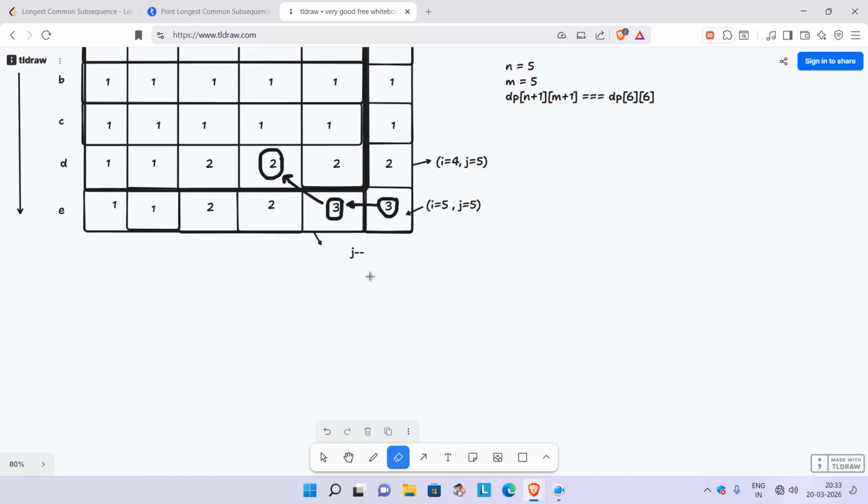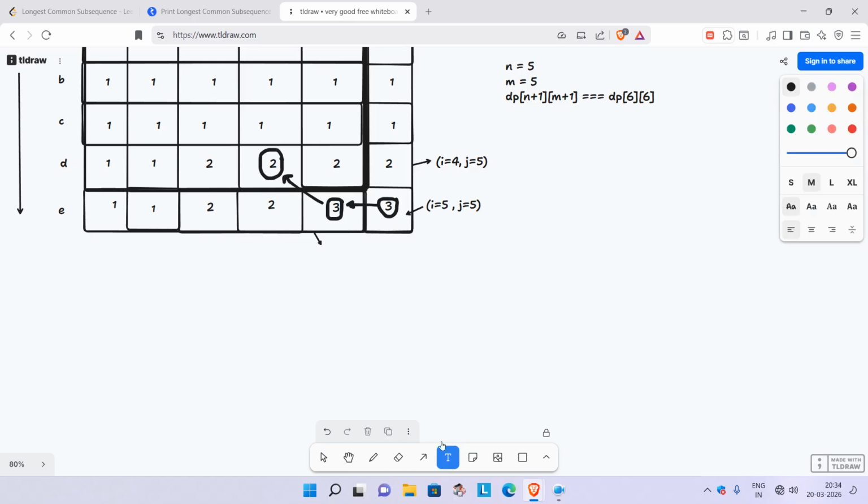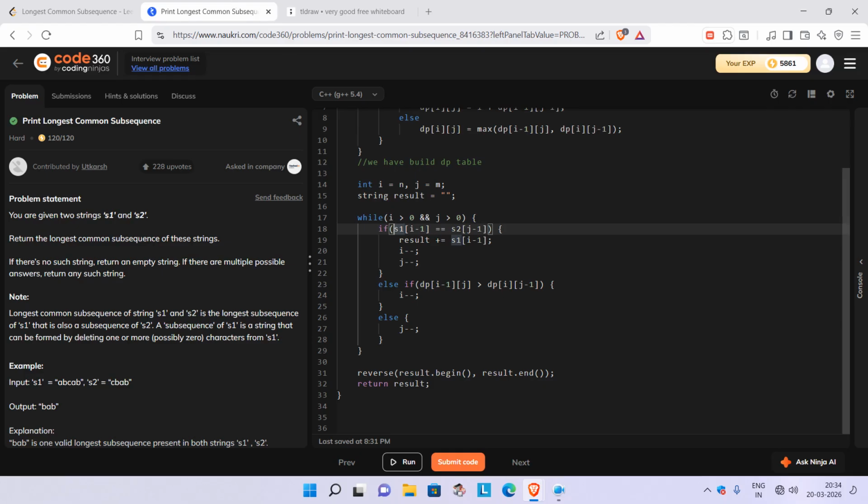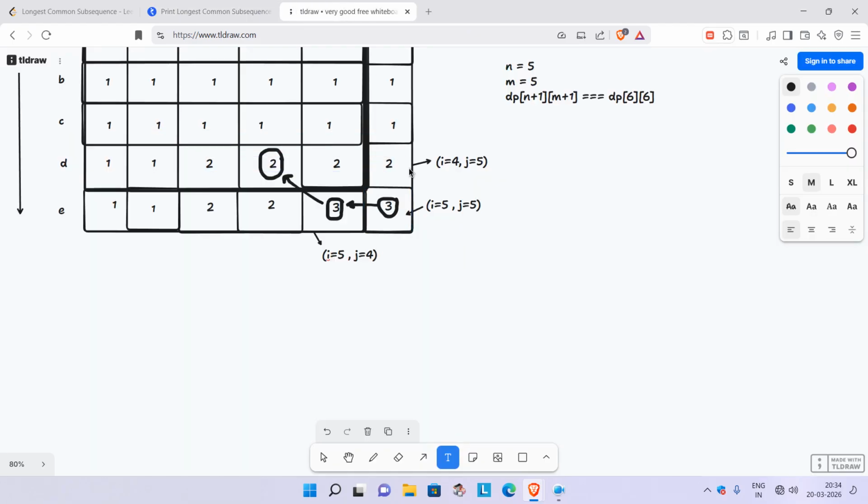Let's erase that part here. Okay, now the other call. If I come to this part, i remains the same, which is 5, and j becomes 4. Okay, that is the coordinate if I start from it. So this is the condition: if dp[i minus 1][j] is greater than dp[i][j minus 1], what it means is, i minus 1 means I'm talking about this cell, the upper cell.